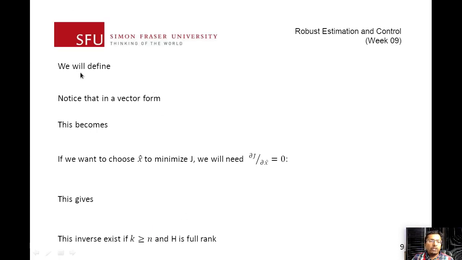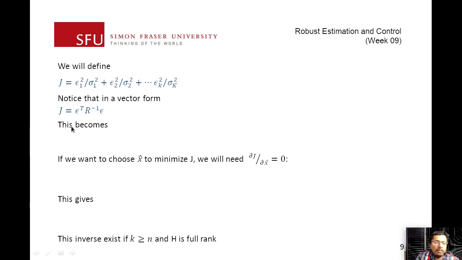So if I did that, we're going to define the new cost function as J equal to epsilon 1 squared by sigma 1 squared plus epsilon 2 squared by sigma 2 squared, and so on and so forth, all the way up to epsilon k squared by sigma k squared. In vector form, this just becomes epsilon transpose R inverse epsilon, right? So essentially, if my R was the identity matrix, or all of the noise had the same covariance, equal to 1, then we get back the least squares estimate.